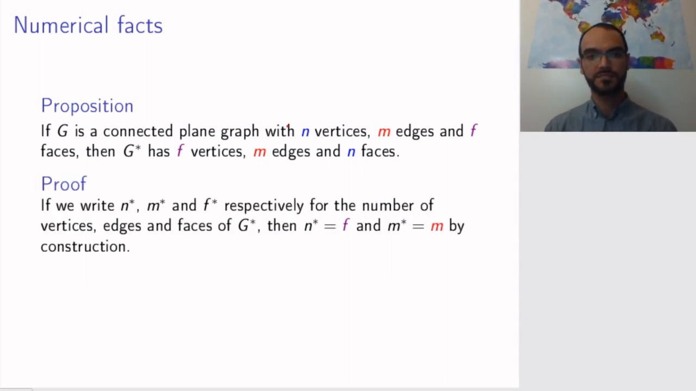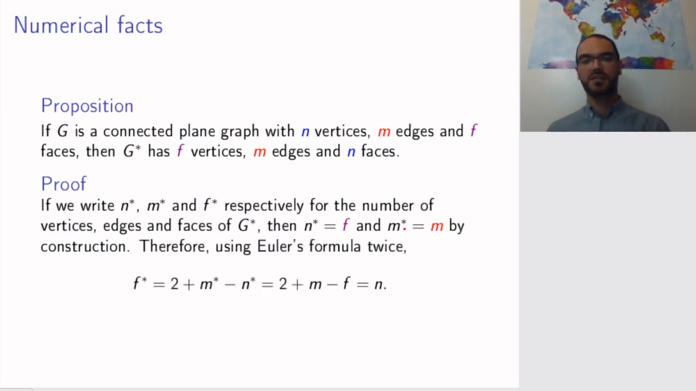Why is that? Well, let's call the number of vertices, edges, and faces of G star n star, m star, and f star. So the number of vertices in our new graph is the same as the number of faces in the original graph, just because of the construction. I put exactly one vertex in each face. And the number of edges is the same as the original number of edges, just because, again, of construction: for each edge I drew exactly one edge crossing exactly this edge and nothing else.